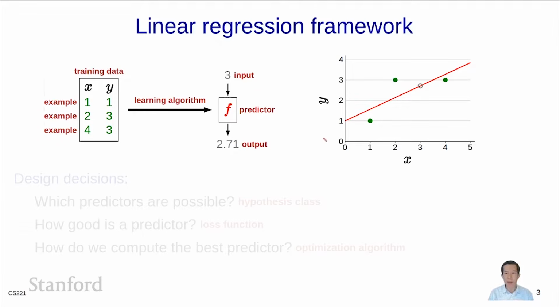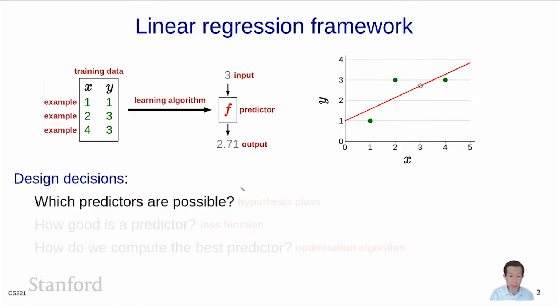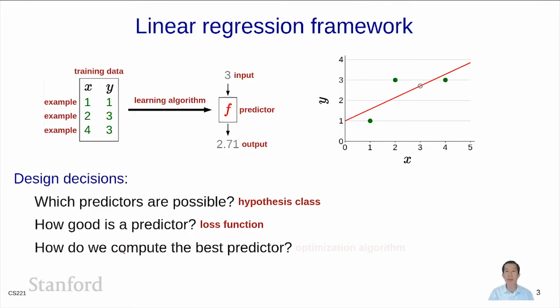And there are three design decisions that we need to make to flesh out this framework. First, what are the possible predictors that the learning algorithm is allowed to output? Is it only lines or is it curves as well? This is a question of what is the hypothesis class. Second question, how good is a predictor? And the answer is going to be framed in terms of determining a loss function that judges each individual predictor in the hypothesis class.